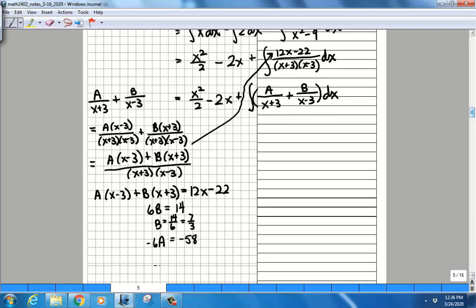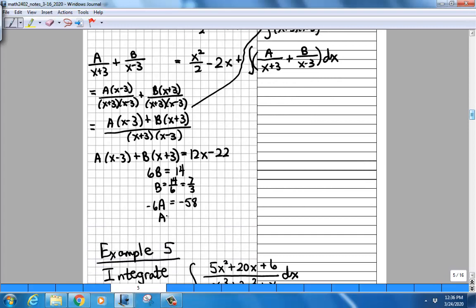Well, that's kind of an ugly fraction, but there it is. So we have a is minus 58 over 6, which, dividing top and bottom by 2, gives minus 29 over 3. So a is not too bad there. It's minus 29 thirds. So, all right, let's go back now to the original problem.